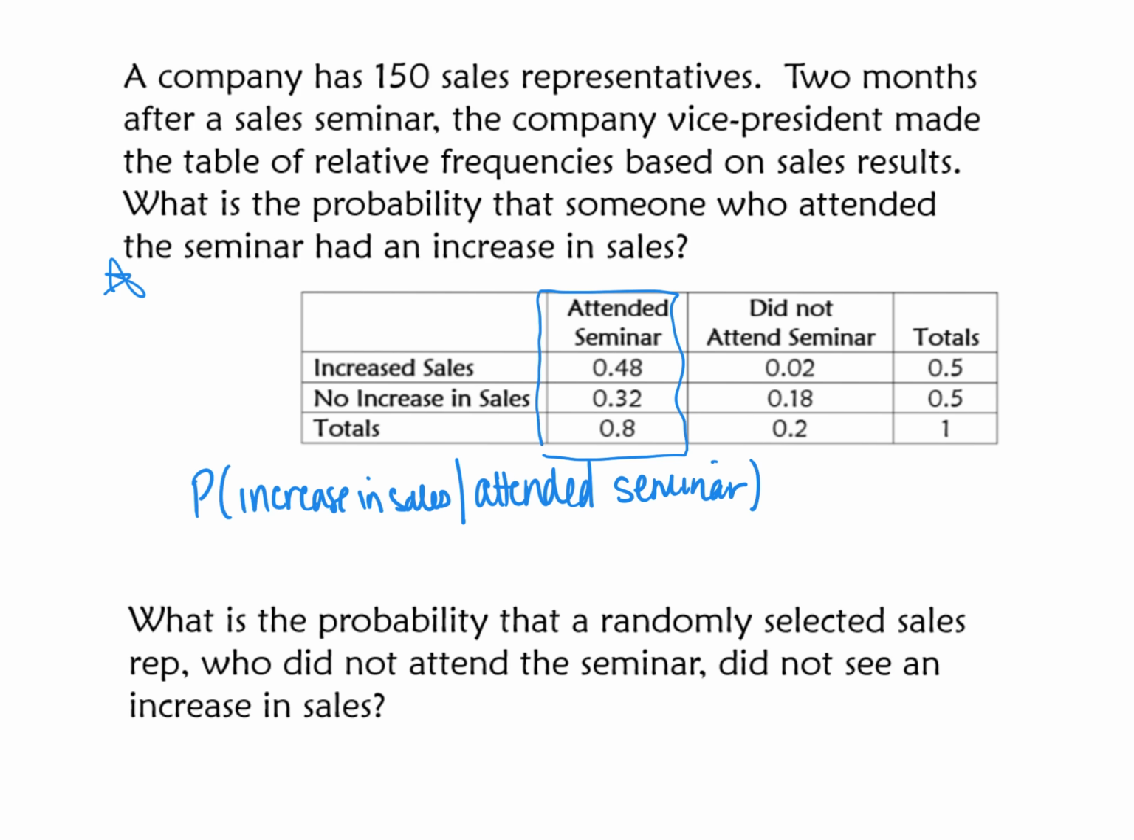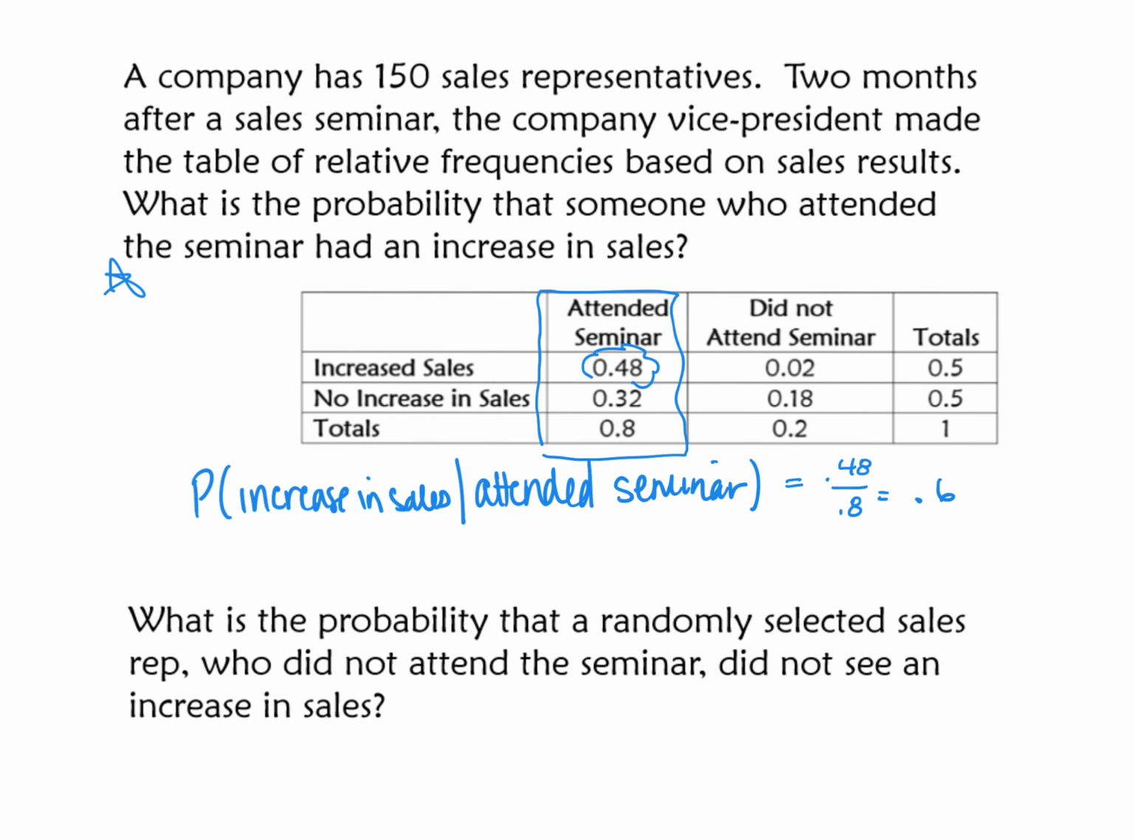And then the specific category is increase in sales. So we're talking about 0.48 divided by 0.8 because that's my total. So if I divide that out, I get 0.6.